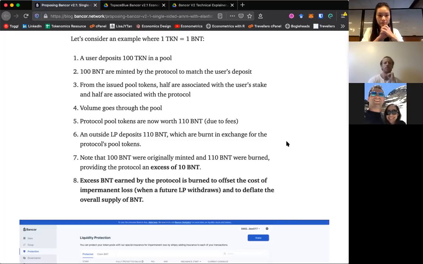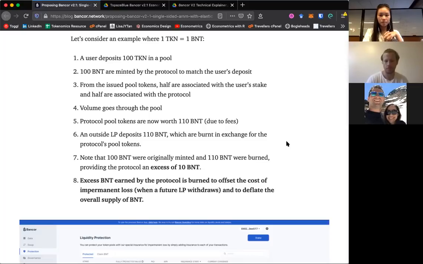Step 3, pool tokens are being issued or minted to represent both the 100 TKN and 100 BNT that were staked into liquidity. Half of which are associated with your position, half are held by the protocol. Step 4, just an indication of volume that generates fees and leaves behind the fees in the pool. Then we get to step 5, which represents the value accumulation based on fees. And now the pool tokens that the protocol holds are actually worth more than what they initially were.